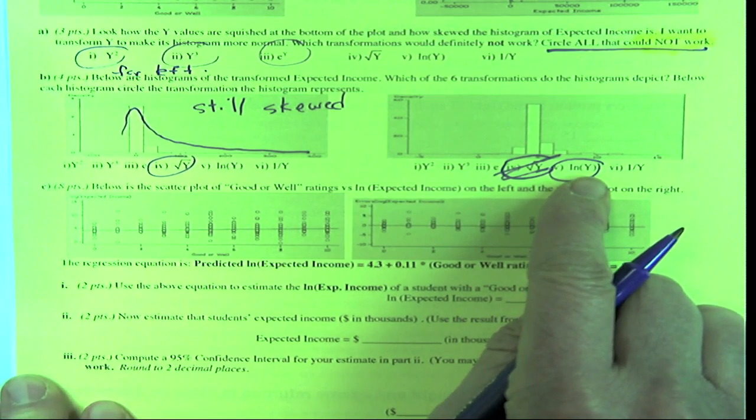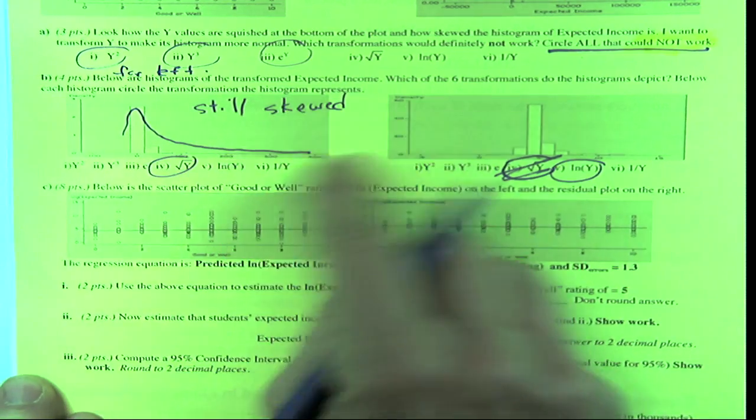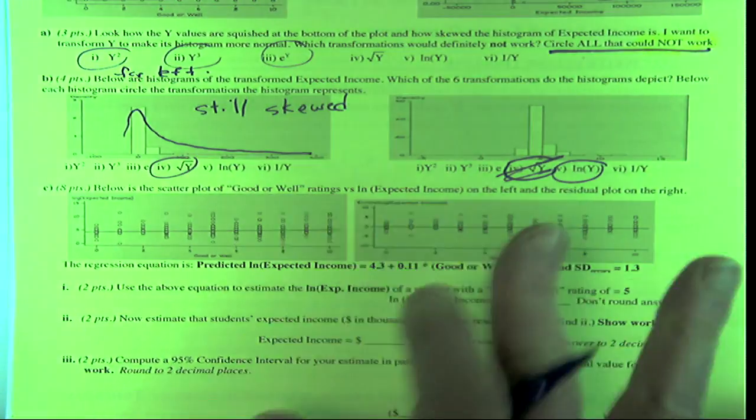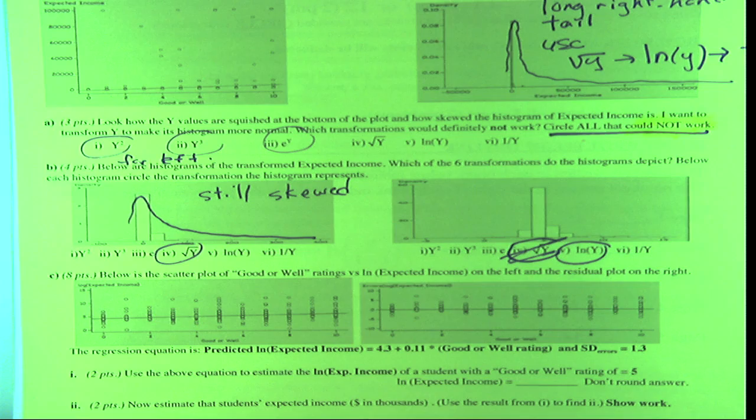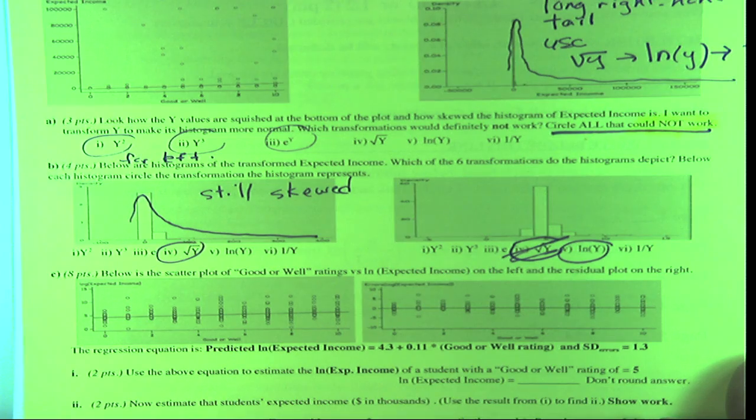We're talking about the y-axis. This is the y-axis. This is expected income. You remember you usually start with the y-axis? We're just looking at the y-axis here. This histogram is of the y-axis. I started here. This is a scatter plot.